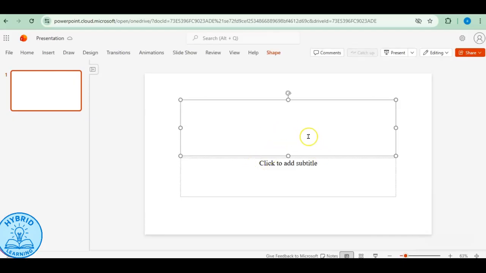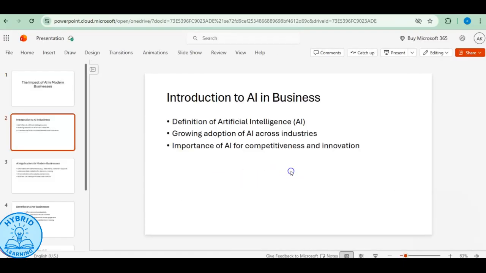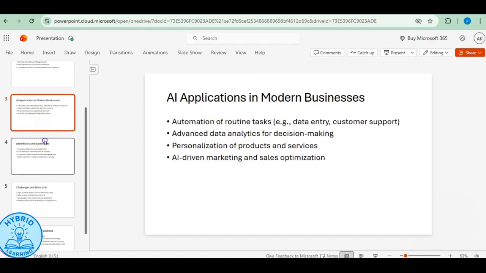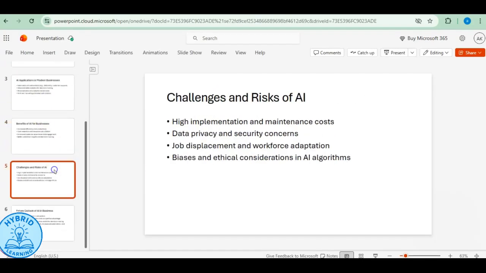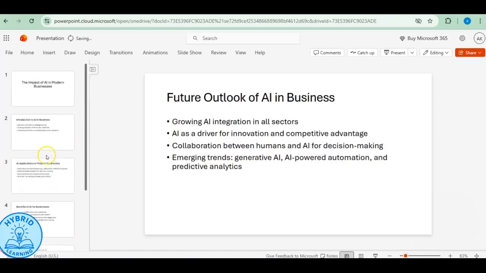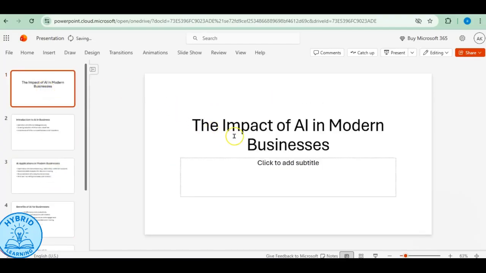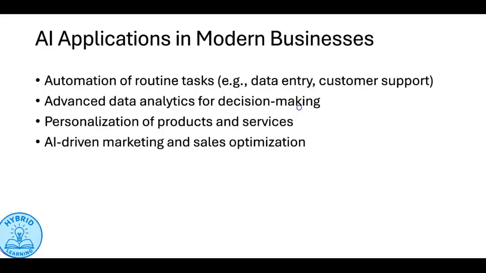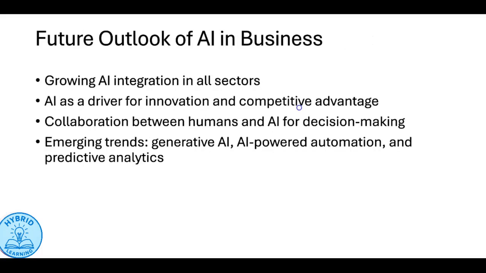I have copied the title and all the slide contents, and this is how our presentation currently looks. In the first slide, I've also given the title, The Impact of AI in Modern Businesses. So if we go to Present, this is how it looks. This is our very first title slide. Moving on, this is the current presentation structure.